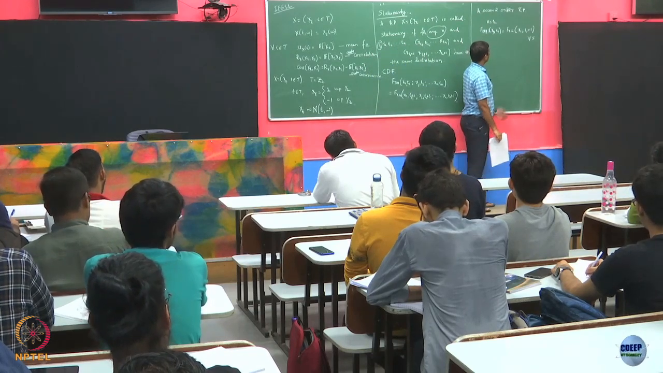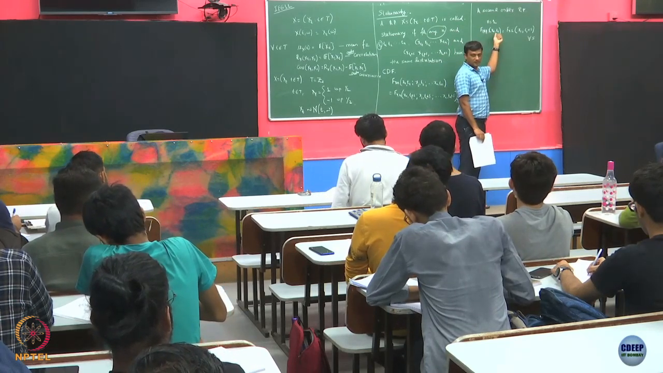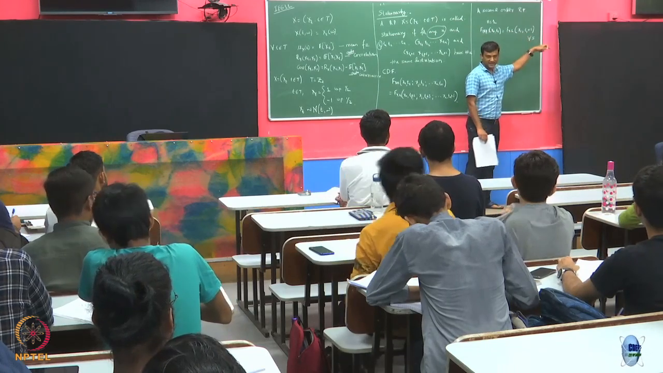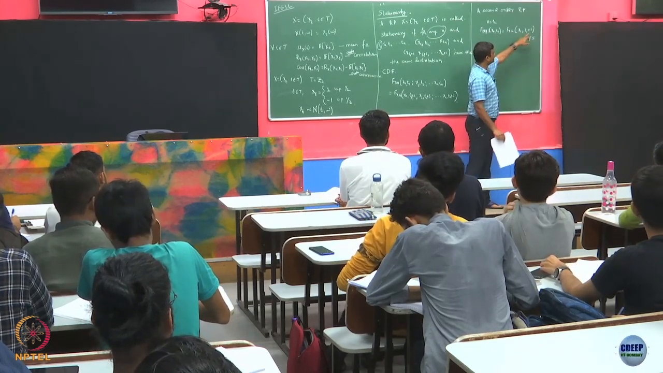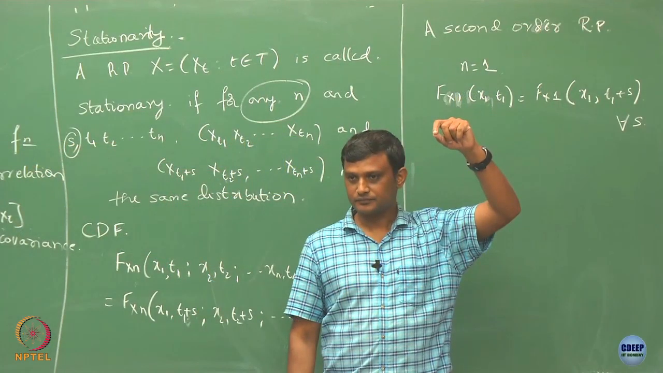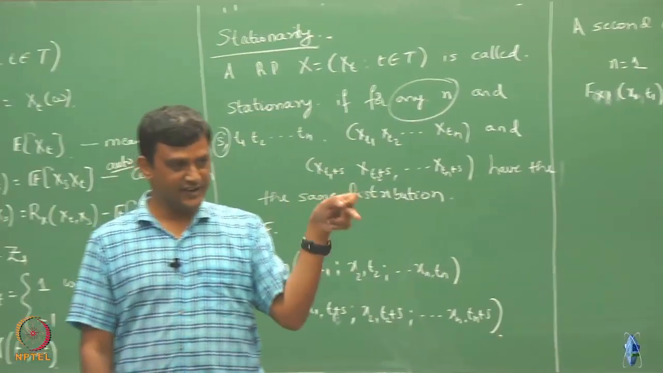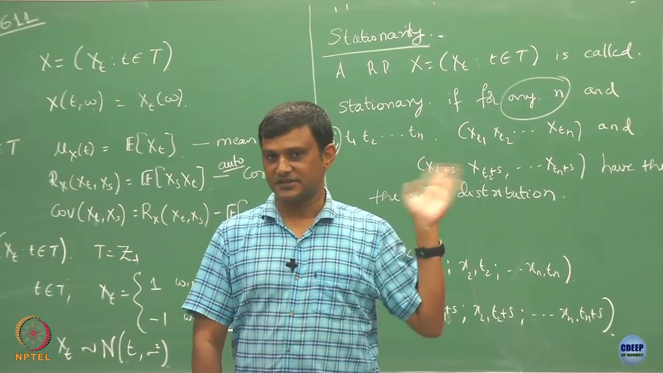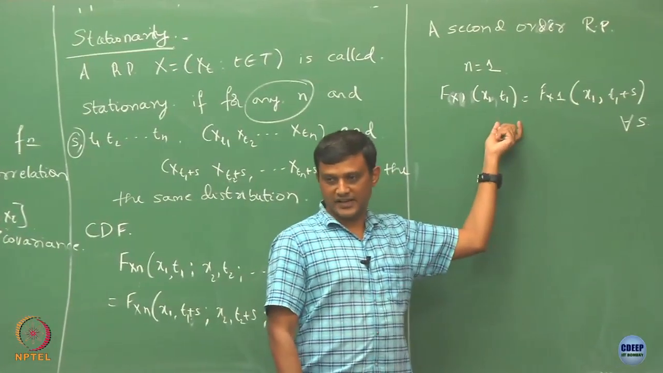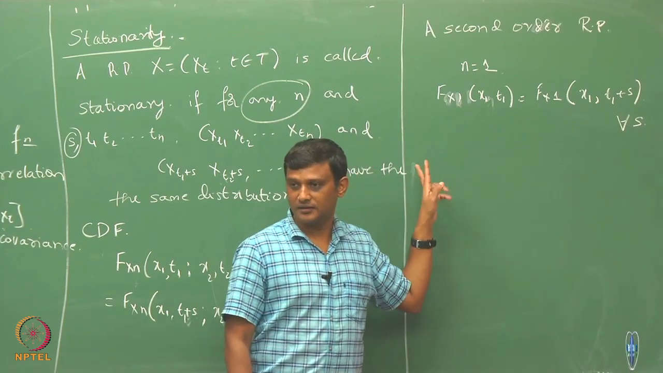What is this telling us? You take the random variable at time t1, or any shift of it at any other index. By choosing different s, I should be able to get all other possible indices also. So basically the CDF of all the random variables is the same. If this stationarity definition has to hold for every possible n, then every random variable has the same CDF. Is this clear? Why should this be true?